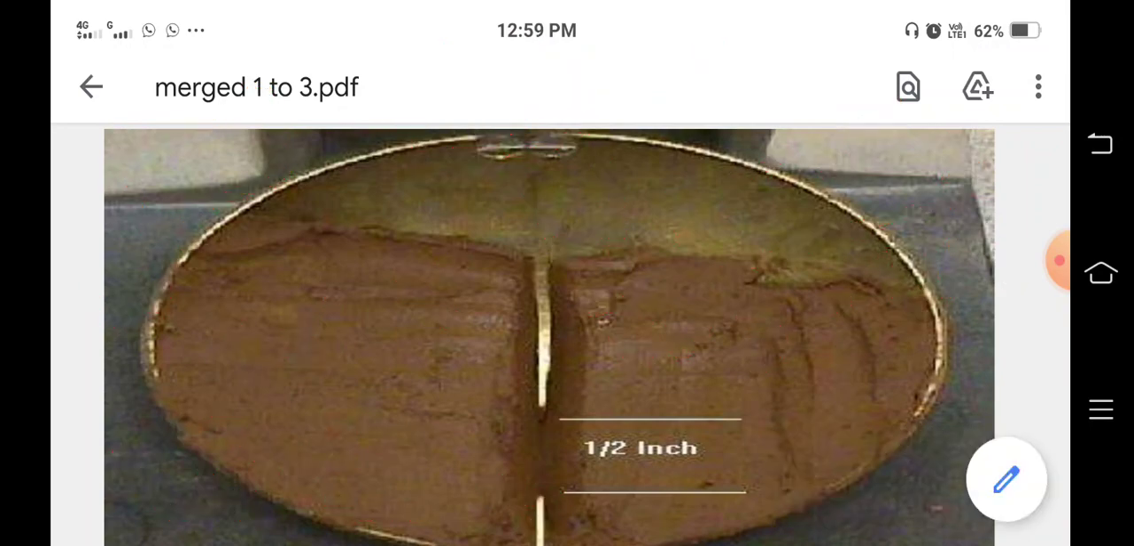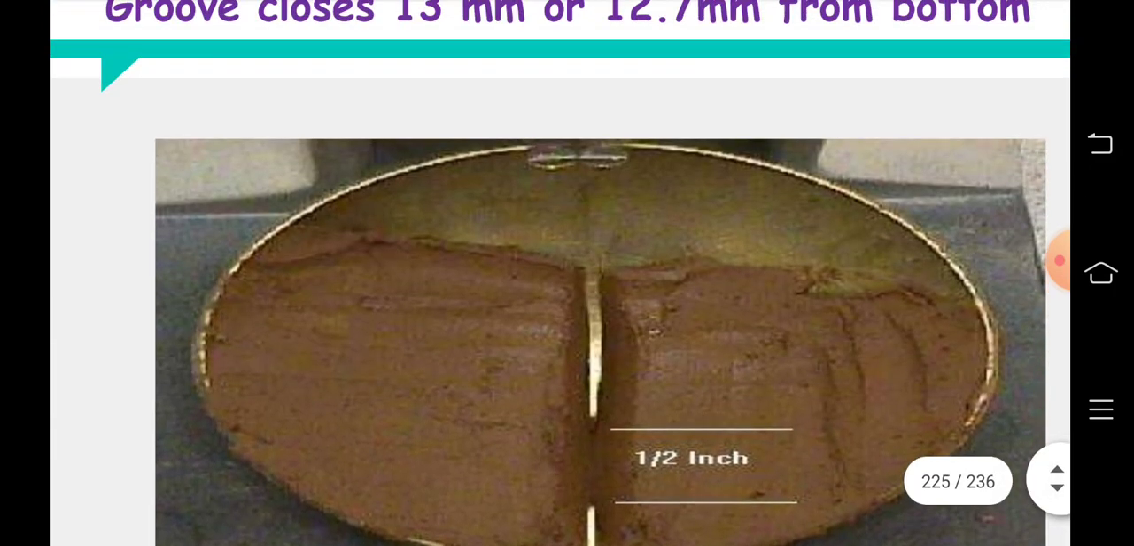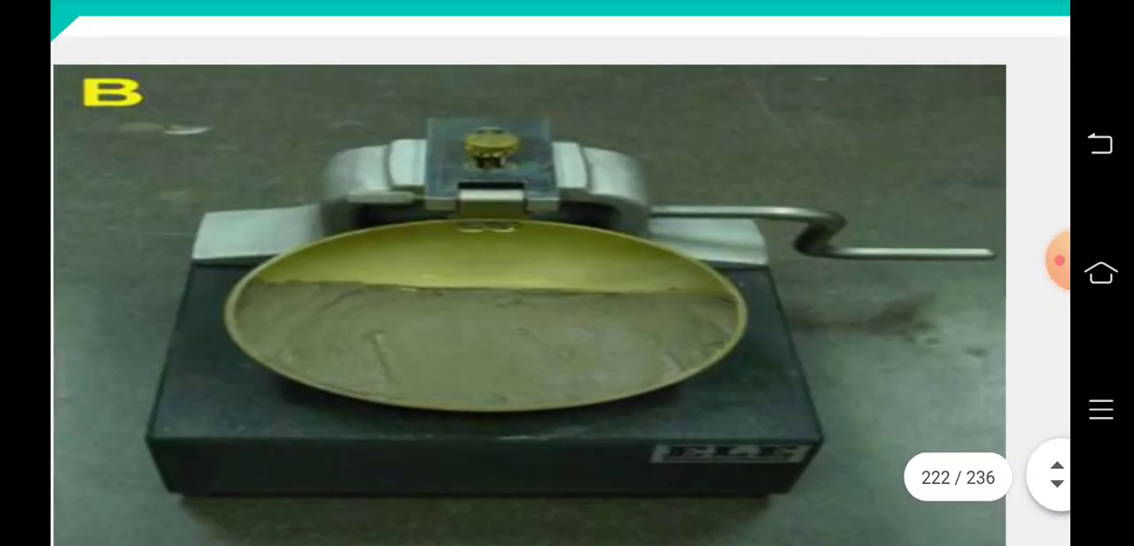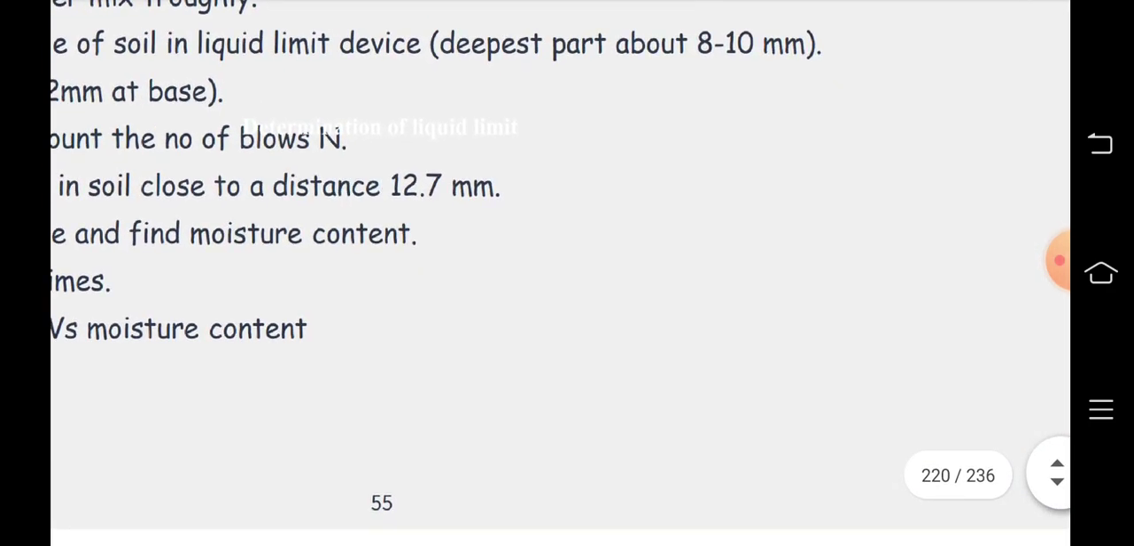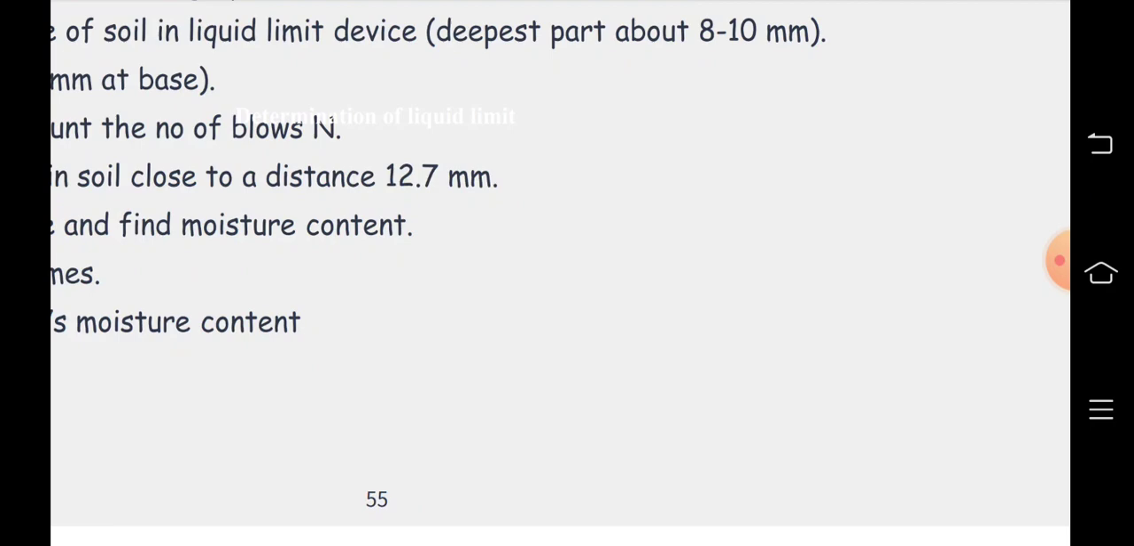Okay, so now how do we get the liquid limit exactly? What is the definition of the liquid limit? It is the water content at which the soil is in a liquid state. For that purpose our test is over when the groove closes 12.7 mm at the bottom. At that time we stop giving the number of blows, and we collect the sample and send it to the laboratory for the determination of water content.